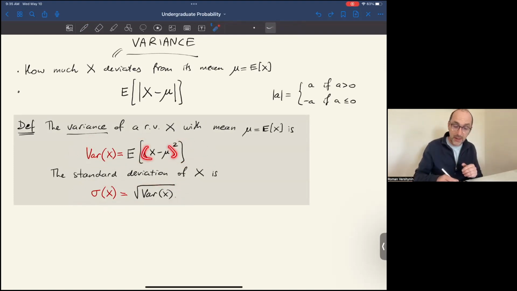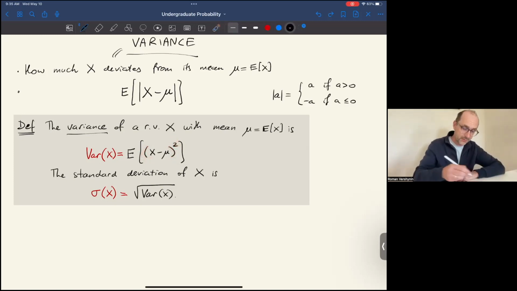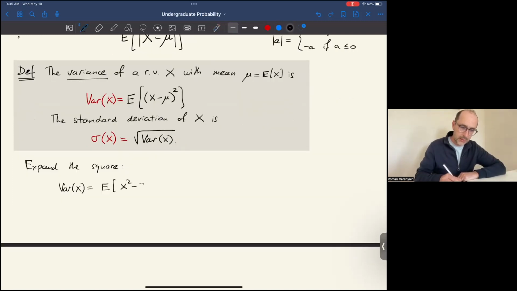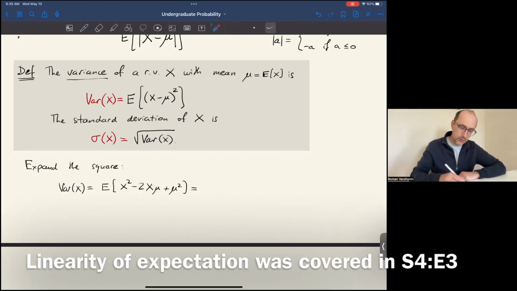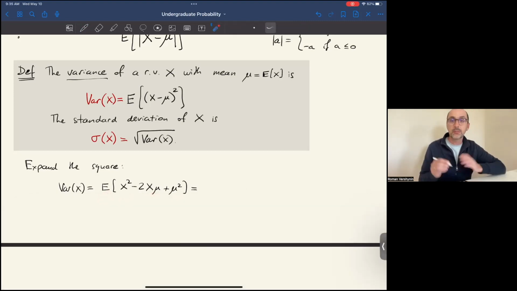Let's check. Let's expand this square and see what happens. We get x squared minus 2x mu plus mu squared. Then we use linearity to break the expected value of the sum of three terms into the sum of expected values.